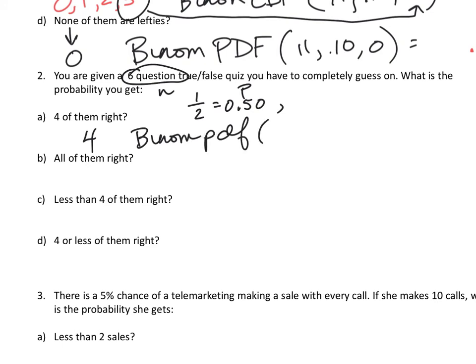PDF. 6 questions. 0.5 is our probability of success. 4 is our X value. What's that? I know somebody has these.